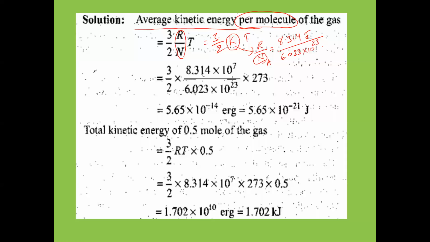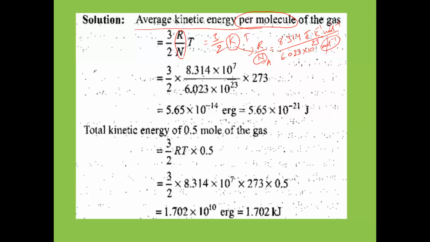Per mole, mole inverse. So what are the units here? Joules, Kelvin inverse, mole inverse. So R is 8.314 joules Kelvin inverse mole inverse, and N is 6.023 into 10 power 23 particles per mole. So this mole inverse gets cancelled.